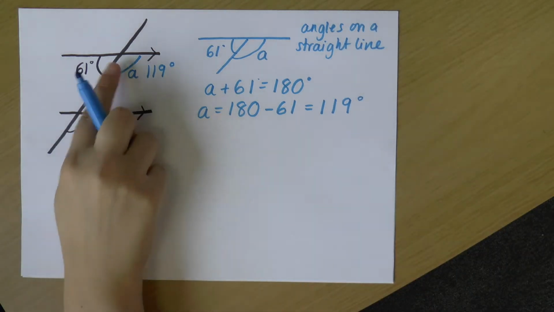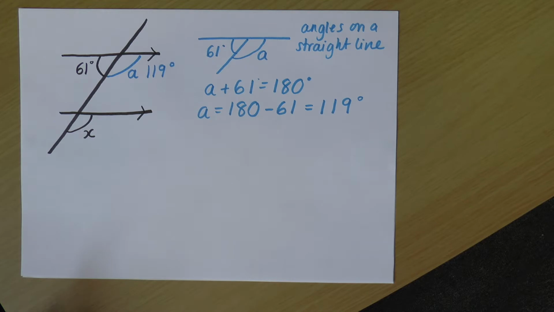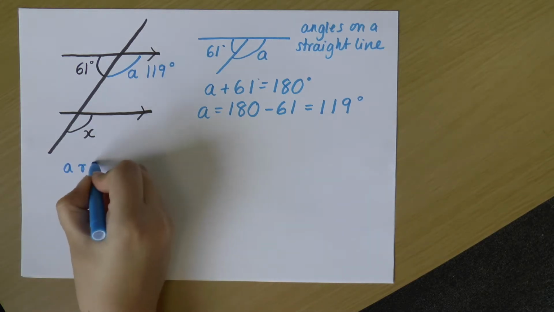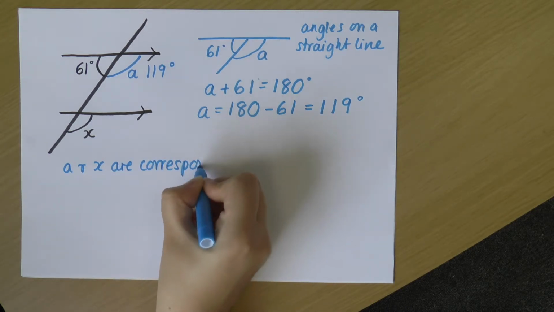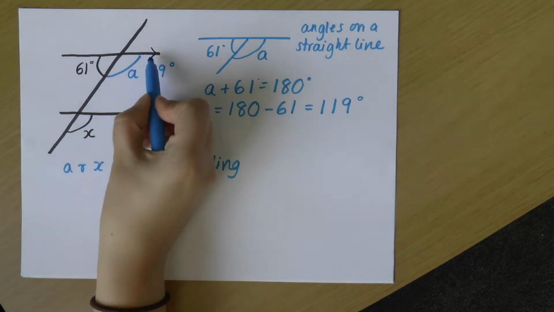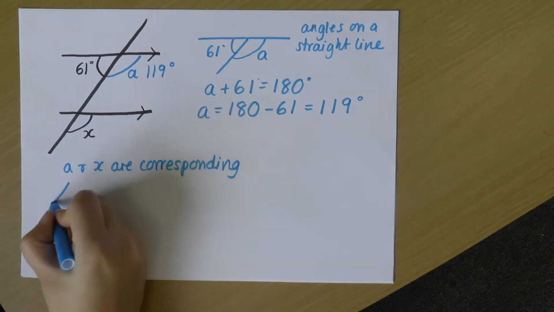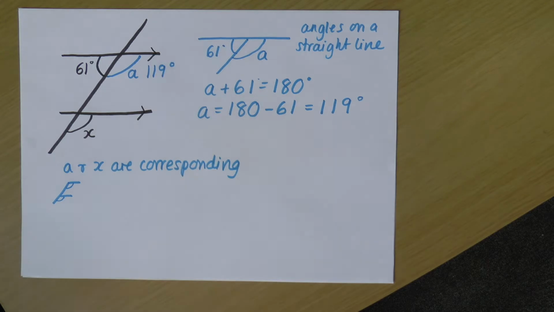Okay, so now I've found that angle, how does that help me? Well, I can now use this and this to figure out what X is. So angle A and angle X are corresponding angles. So A and X are corresponding angles. And you may sometimes see this called an F angle, because we've got this F shape here, like that. So I'm looking at these two angles in that F. So those are corresponding angles.